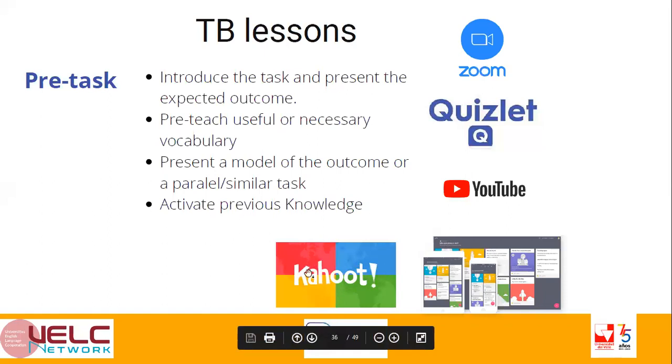With Kahoot and these kinds of games or quizzes, you can activate their previous knowledge with questions related to the task or to the product or to the topic. For showing a model of the outcome, you can find a tutorial or a YouTube video showing what you actually want your students to create, right?